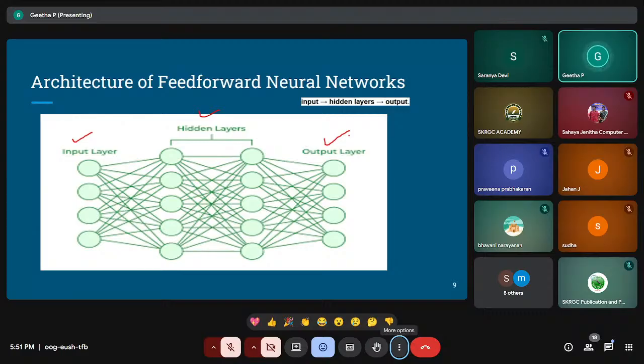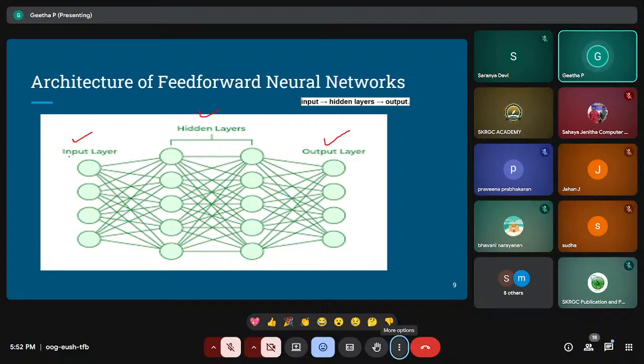For example, in a binary classification, there is an output neuron. It can categorize an image like a dog or a cat, and then it will be displayed as one. So this is the form of a feed forward neural network. It has an input layer, hidden layer, and output layer. The information moves in one direction from input to output. There is no feedback loop. So it contains input, hidden, and output layers.